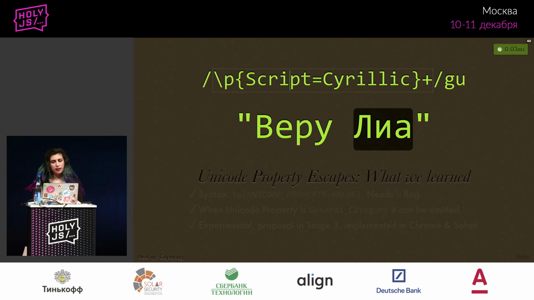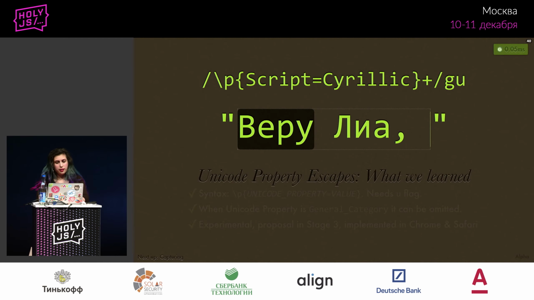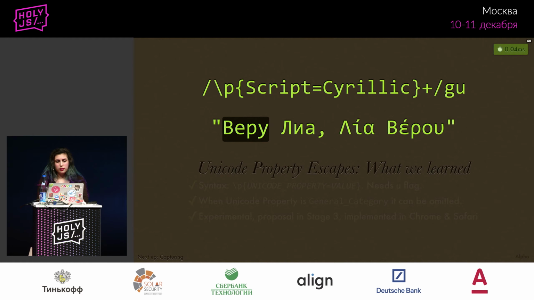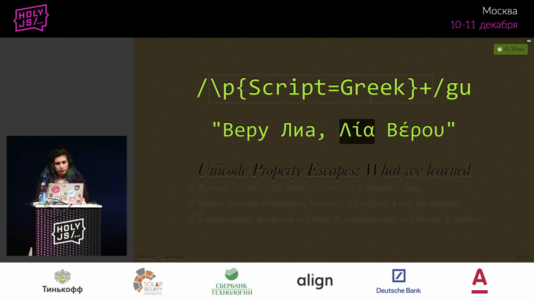And you can see that it matches my name in Cyrillic. It doesn't, however, match my name in Greek. So, see, it still only matches my name in Cyrillic. Of course, I could add Greek here, and now it matches my name in Greek, but it doesn't match it in Cyrillic. What's to do?